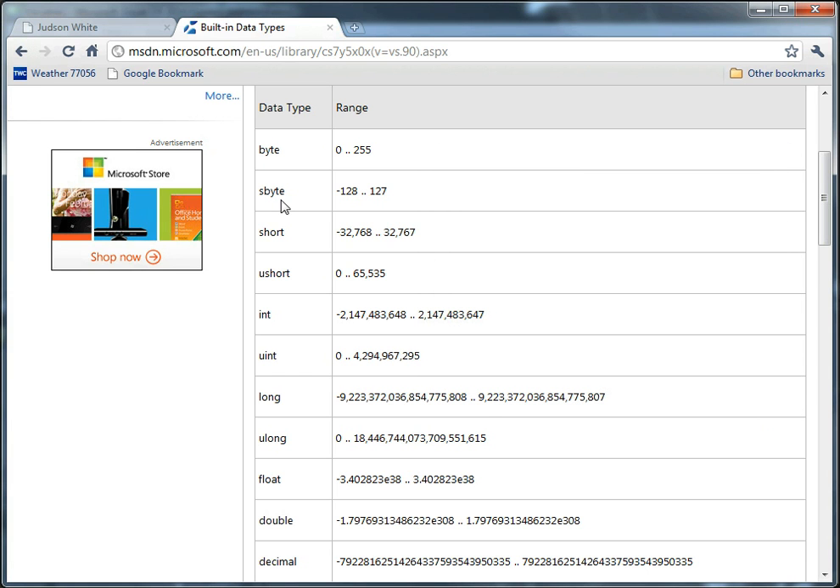S-byte is a signed byte. It allows negative numbers. Short is a 16-bit value. U-short is unsigned. Again, no negative numbers, but you get the advantage of a higher positive number.